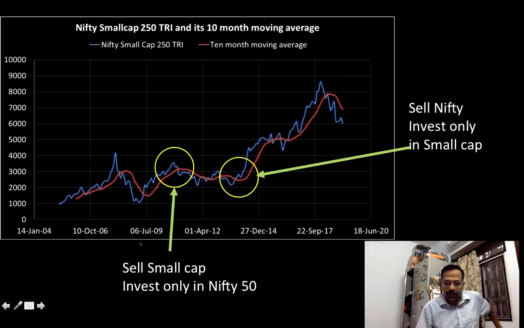So again, let me show you graphically. In this case, notice that the price has fallen below the 10-month moving average. Then you will sell the small cap and invest only in Nifty 50. You will be only in Nifty 50. And when the price starts moving above the 10-month moving average, you will sell the Nifty, or the large cap, and invest the full amount in small cap. This is the tactical asset allocation strategy, backtested.